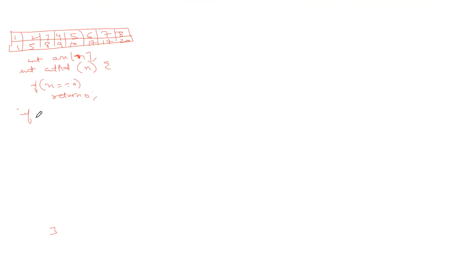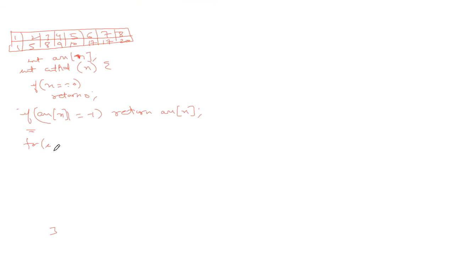If arr of n not equal to minus 1, return arr of n, right? Return it. Okay, then the else part, same for int max. Do I need to take int max? I'll leave the space over here. If required, we'll take it.